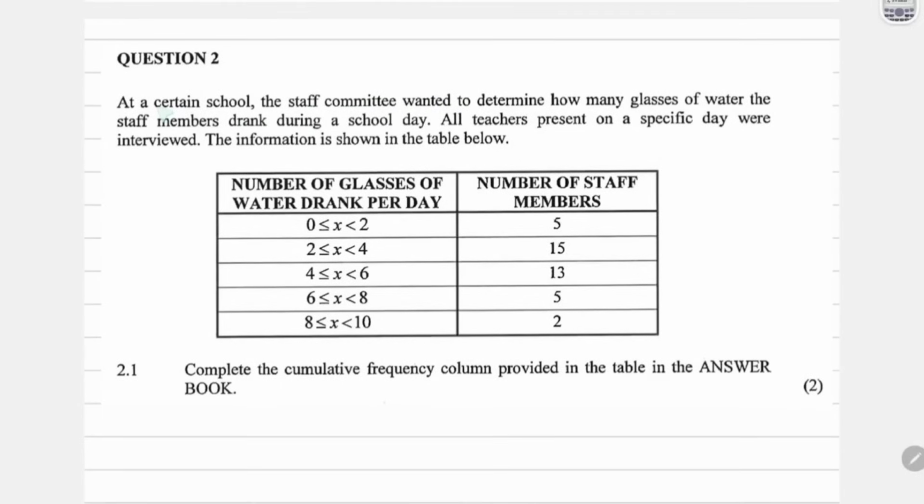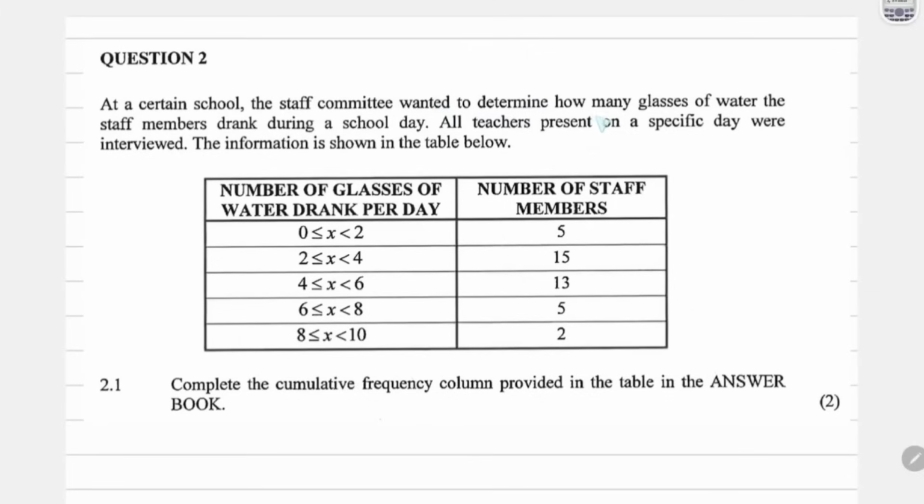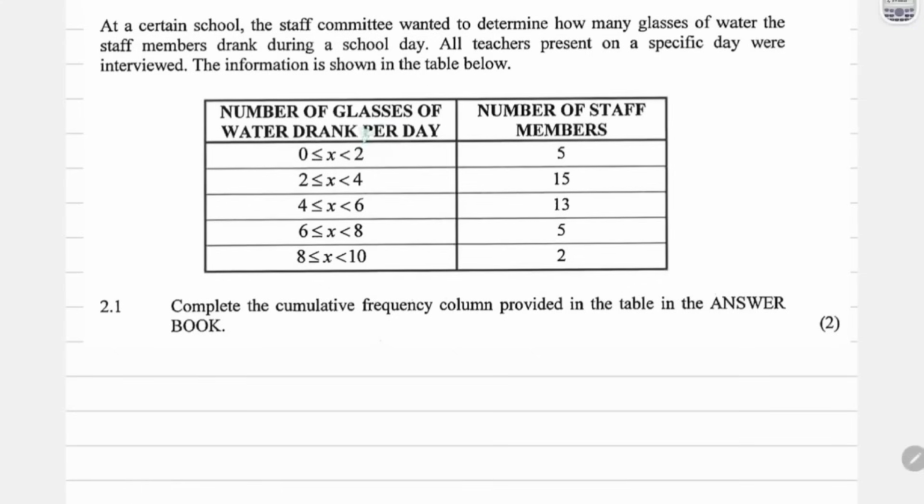Okay, we're on question 2, and question 2 says, at a certain school, the staff committee wanted to determine how many glasses of water the staff members drank during a school day. All teachers present on a specific day were interviewed. The information is shown in the table below. So this is the information that we have. So we have on the right the number of glasses of water drank per day, and these are in groups, okay? So people who drank between 0 to 2 glasses of water, there were 5 people, and then people who drank between 2 to 4 glasses, there were 15 people, and so on.